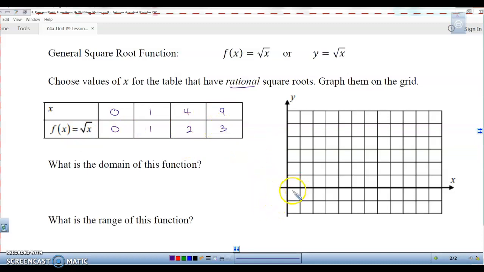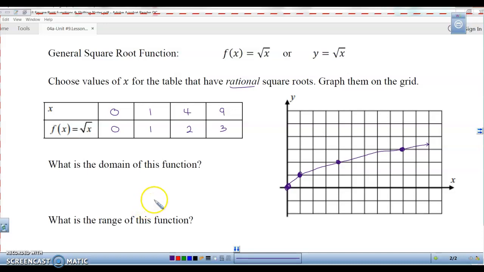Okay, so let's graph these. 0, 0 is here. 1, 1 is here. 4, 2: 1, 2, 3, 4. 1, 2 is there. And 9, 3: 1, 2, 3, 4, 5, 6, 7, 8, 9. 1, 2, 3 is right there. Okay, so as we draw this, pretend I can draw a neat line. All right, nice curve. It goes up, kind of like that.